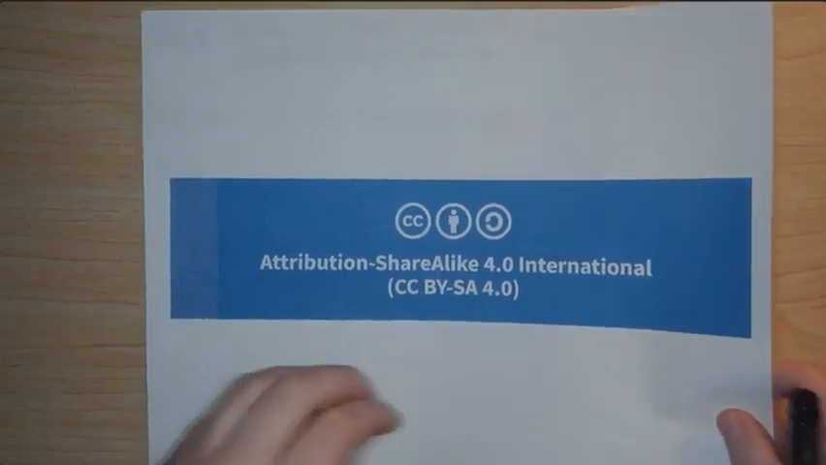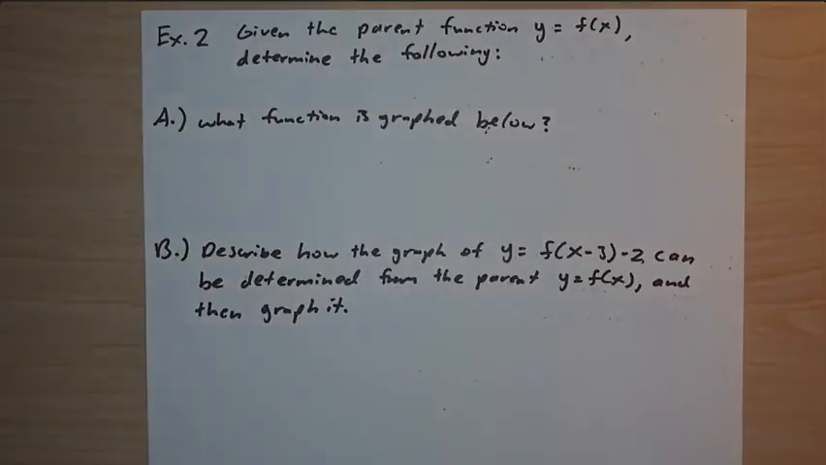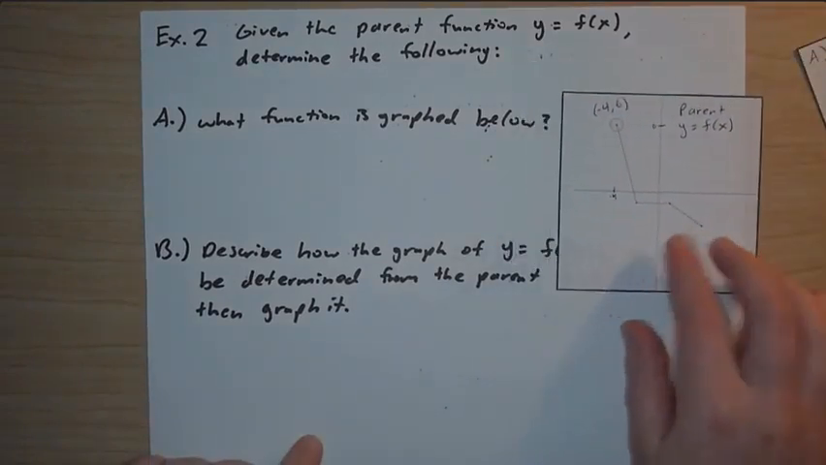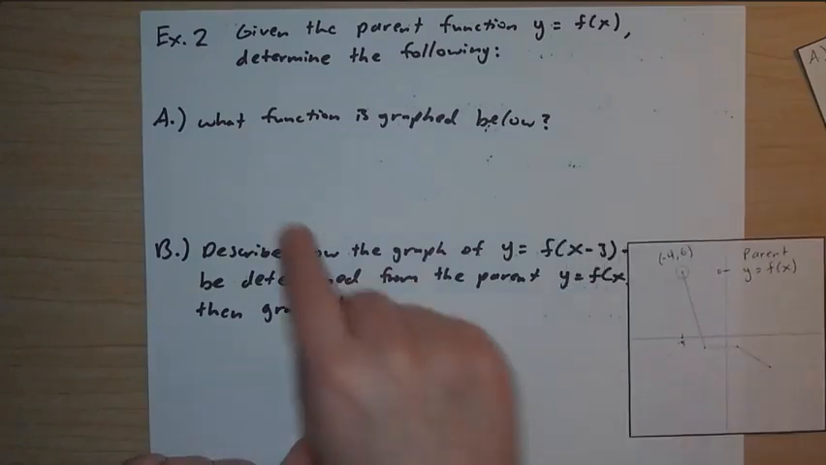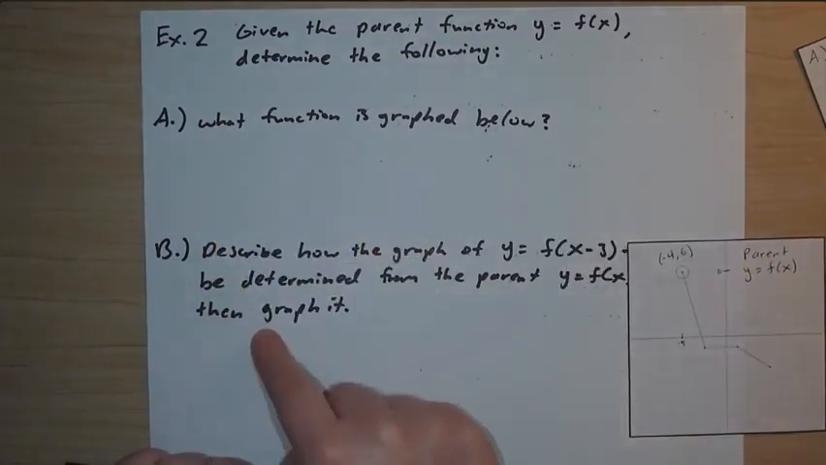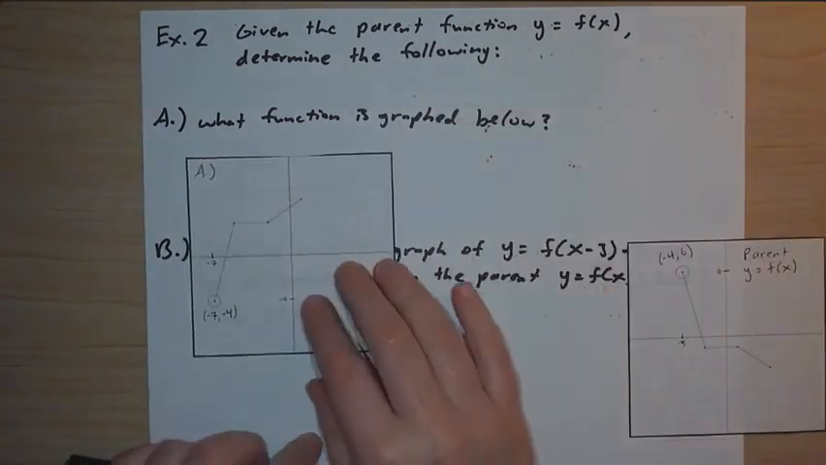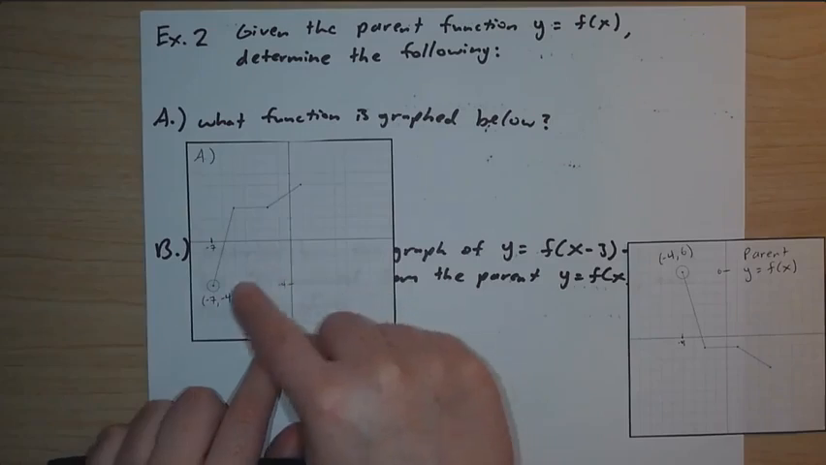This is Lab 9, Example 2. Given the parent function y equals f of x, determine the following. We are given a graph that looks like this. This is the parent function, y equals f of x, and we want to answer parts A and B. For part A, we want to answer what function is graphed below, and we are given this graph right here.